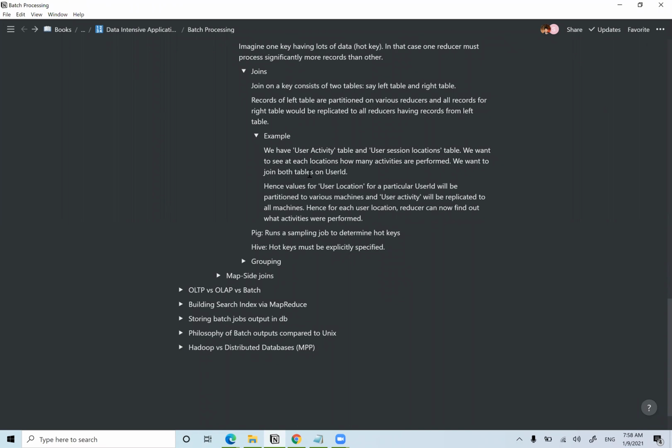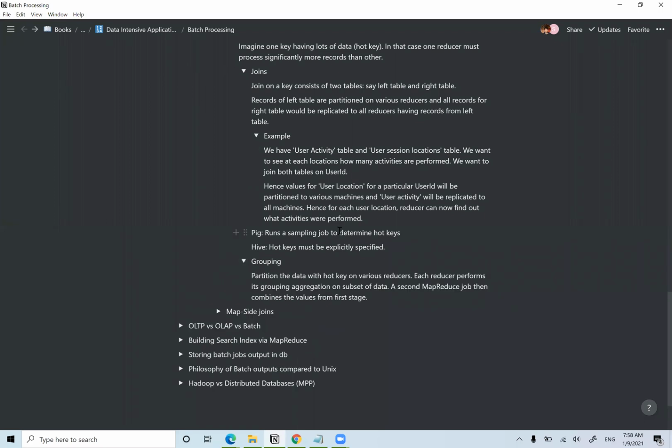I kind of got confused between grouping and joins right now. In grouping also we have partitioning, right? Basically you have a key and a hot key, and on that hot key you will group the data and send it to multiple reducers. And in this also we are doing the same thing.